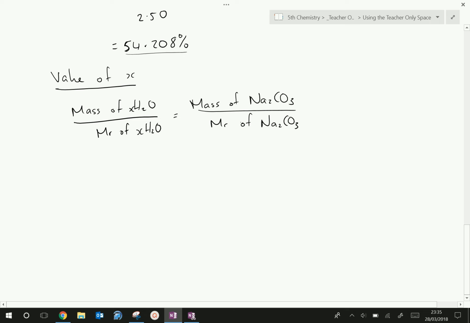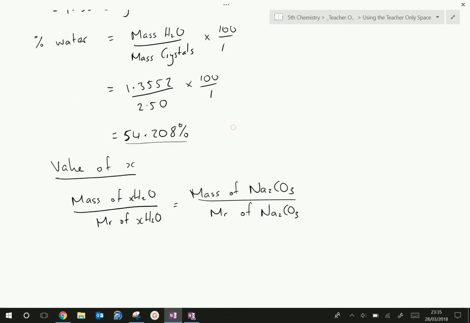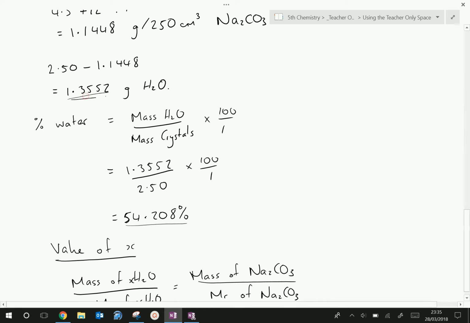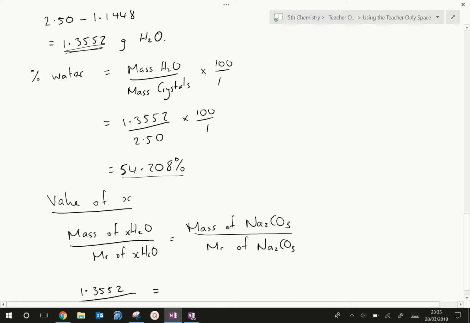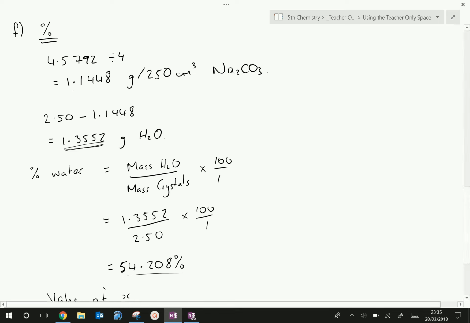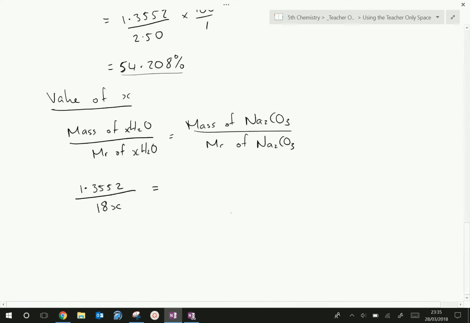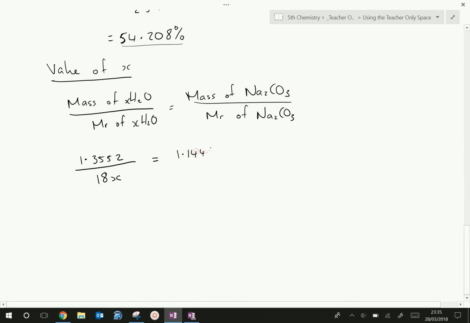So it's just the mass of one over its molecular mass equals the mass of the other over its molecular mass. So the mass of water, how much water did I have? I had 1.3552 grams. So I have 1.3552 all over the mass of water. And the molecular mass of water is 18. But I don't know how many waters I have. I have X waters. So I have 18 times X. So we put 18X down there. And that's equal to the mass of my sodium carbonate, which is 1.1448 grams. 1.1448 all over the molecular mass of sodium carbonate, which is 106.